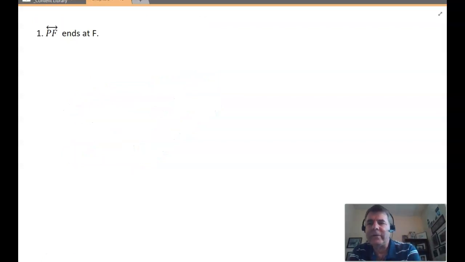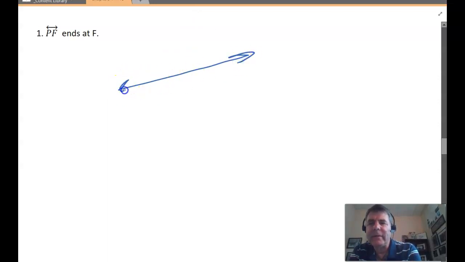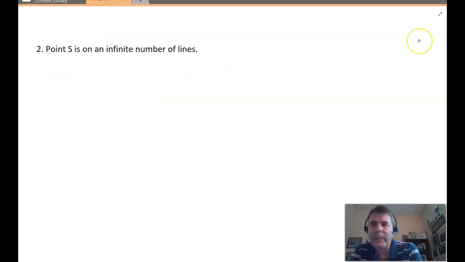So let's do some true or false. Does line PF end at F? Okay. Actually, no. These arrows indicate that lines go on forever and ever in that direction, and they go forever and ever in that direction. So line PF does not end at F. That is false.